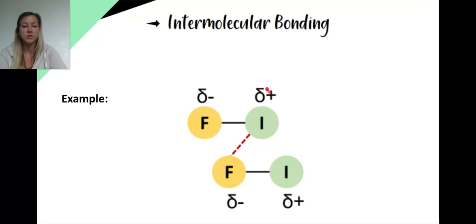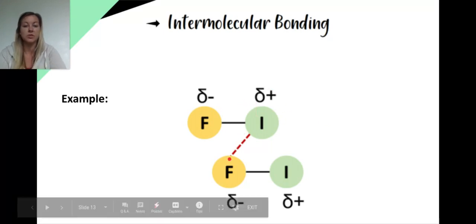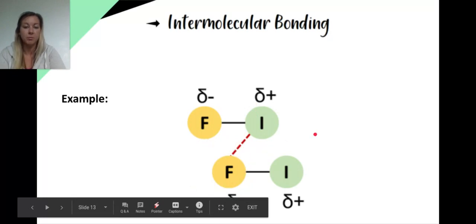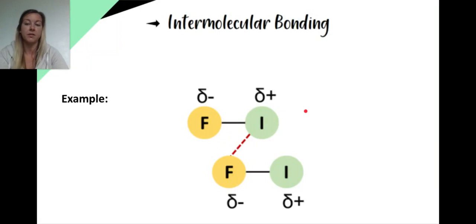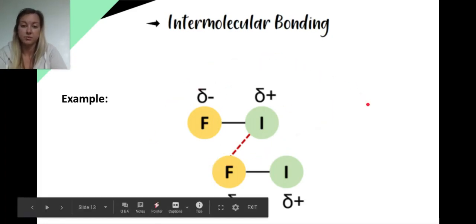Now, the delta positive on one iodine is going to be attracted to the delta negative on the neighbouring molecule's fluorine, and that is what holds them together. That is a much stronger force than the London dispersion forces we were talking about before. So that means that something like fluorine iodide is going to have a larger melting point and boiling point than some of the non-polar compounds that we looked at, like neon, for example, because it only has London dispersion forces.